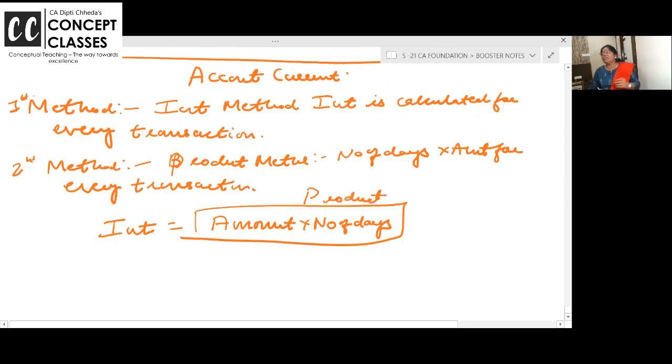Please write like this in your boosters. Amount into number of days, product. Product करके डाल दो. Amount into number of days and put together, this is called as product. Into 1 by 365 into rate by 100. Interest का formula same है, but if it is product method, number of days को multiply करो product से.